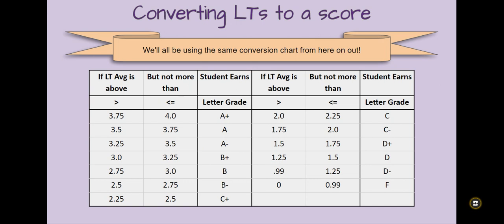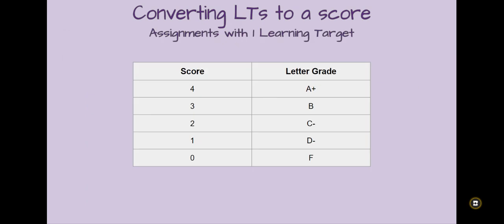Okay, so let's just hop over and look at a few examples. So if there's only one learning target on an assignment, it's really simple. There's no averaging, there's no math that needs to happen. If the student got a 4, that translates to an A+. If they got a 3, it translates to a B. If they got a 2, it translates to a C-. A 1 translates to a D-, and a 0 translates to an F on the assignment.